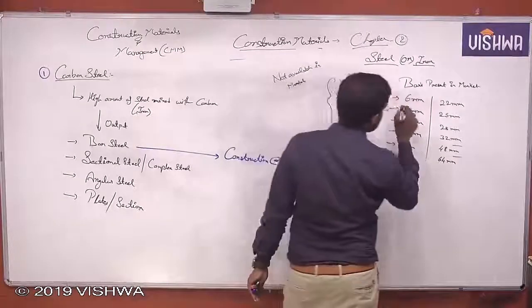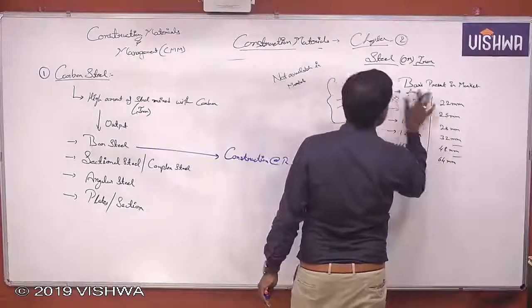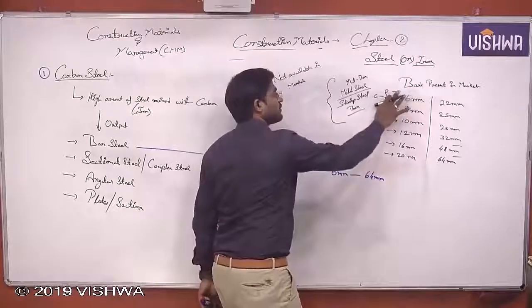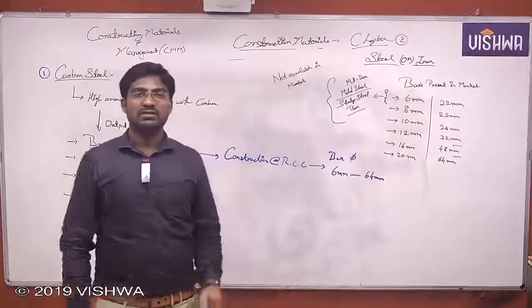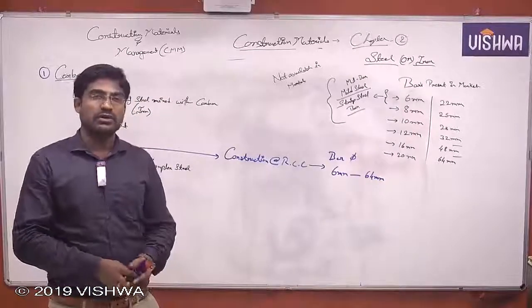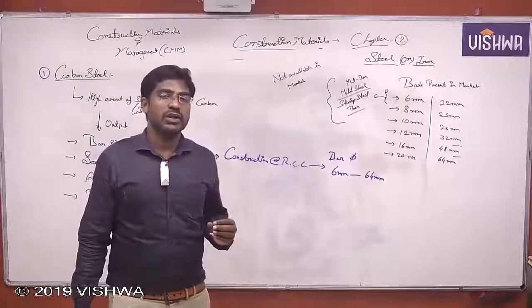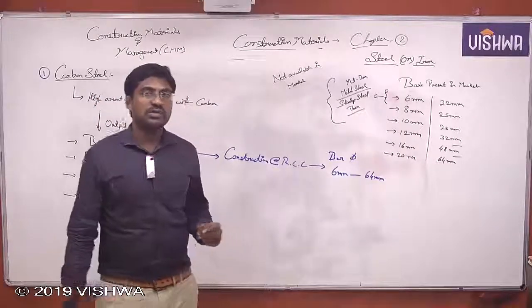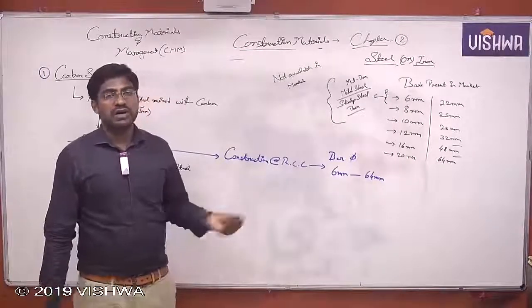Previously we were habituated to 4 bars also, but usually our bar element starts with 6. Six bars are the minimum diameter of a bar as per interviews, PSUs, or aspects of GATE. In 2002 they asked the question: what is the minimum size of a bar that is used in RCC reinforced construction?